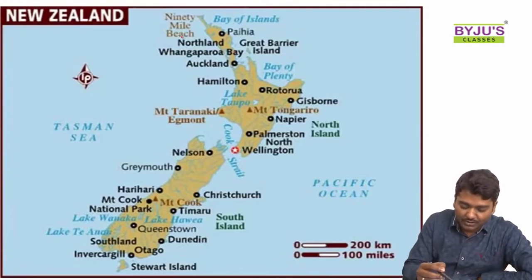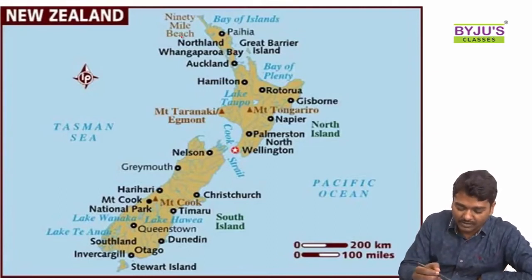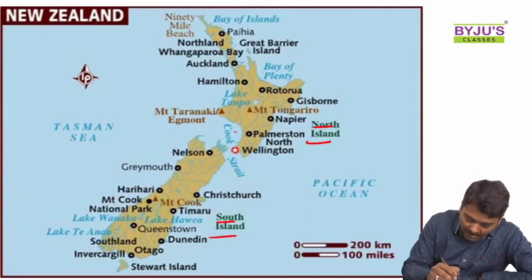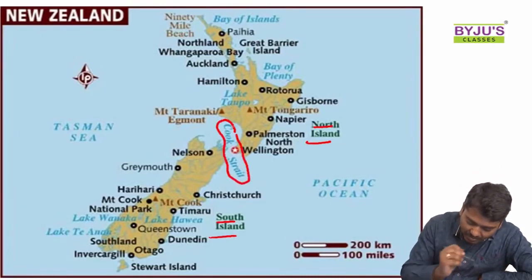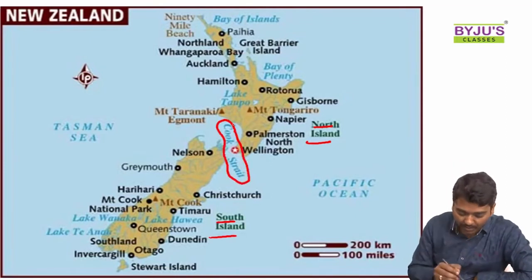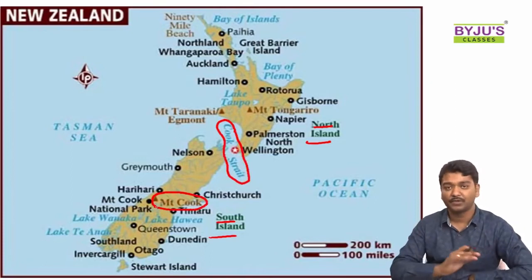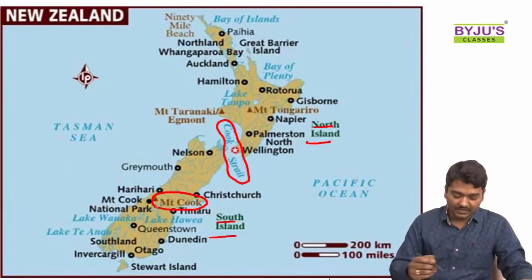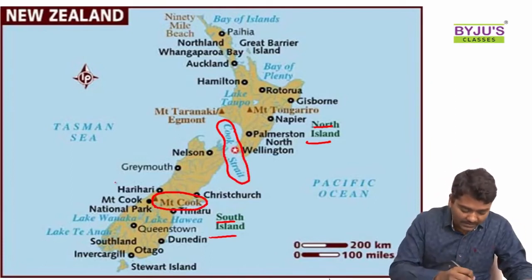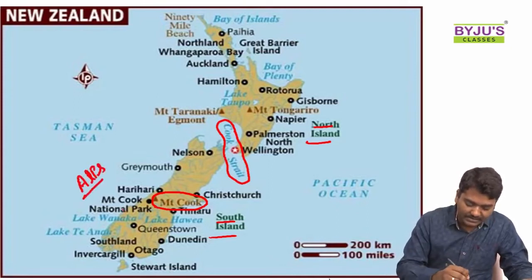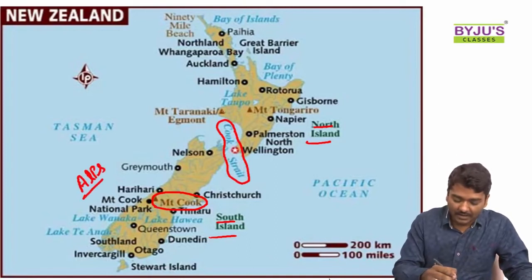In New Zealand, you should know that there are two islands. One is North Island, another one is South Island. These two are actually separated by Cook Strait. This is important. You have Mount Cook, which is the highest in New Zealand. So now first you need to see in south, you have Southern Alps. Alps is actually present in the South Island of New Zealand, and south and north is actually separated by Cook Strait.